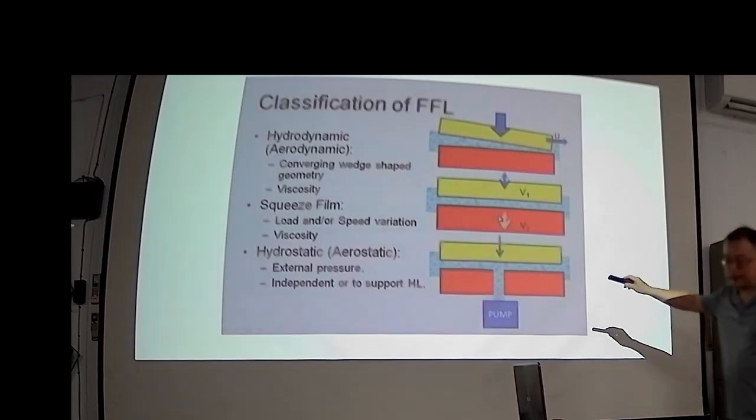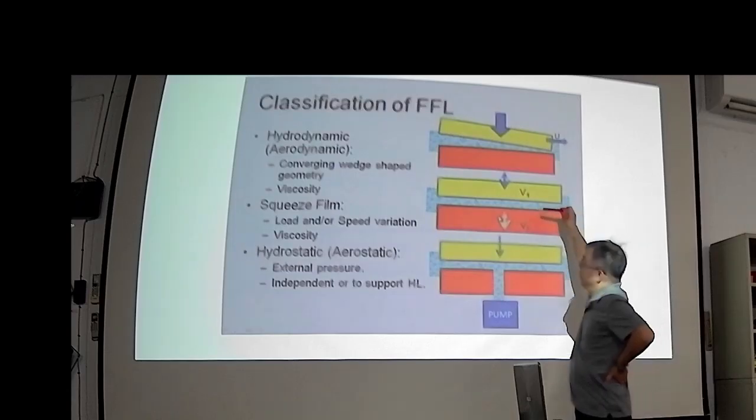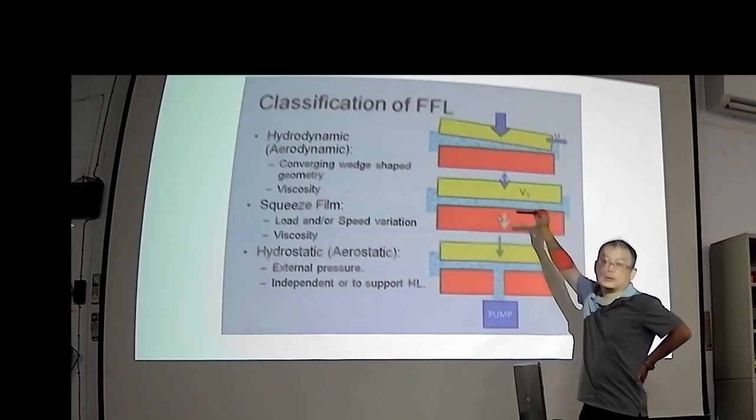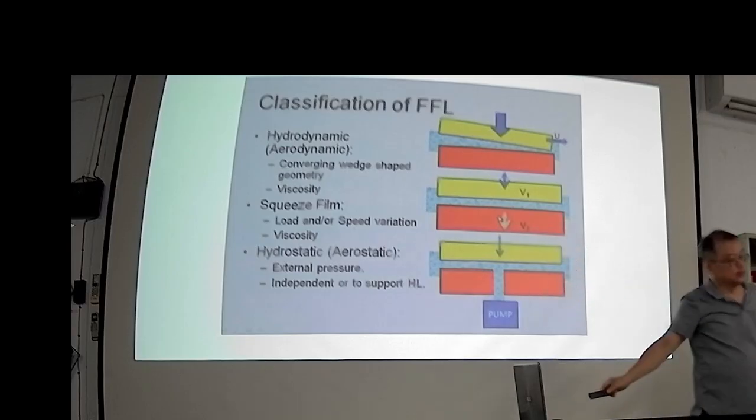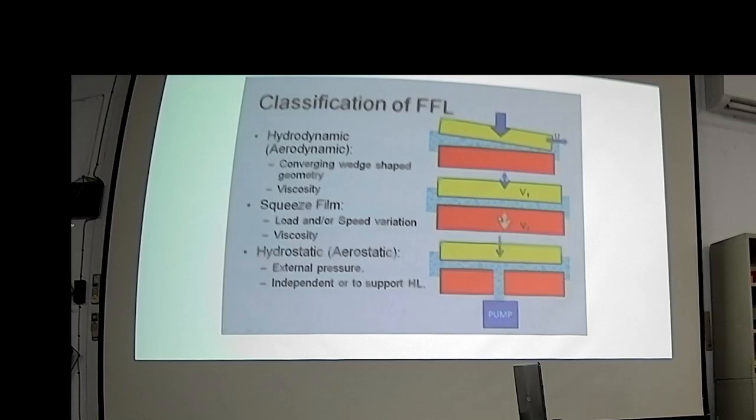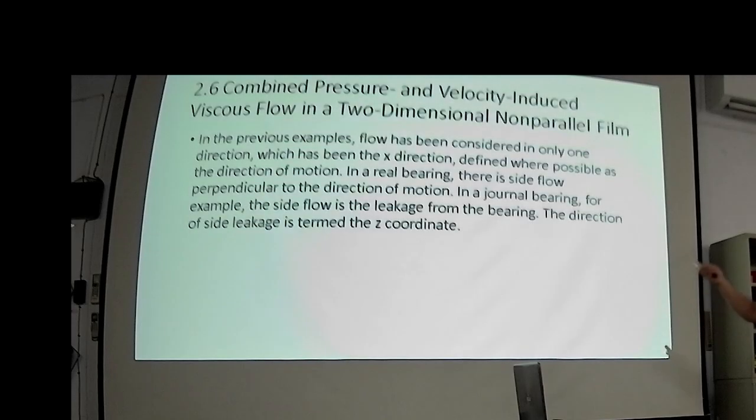So this is the case when we are in the hydrostatic slide table, where the table is moving with a constant speed. So this will also add some viscous flow and increase the volume flow rate for the bearing. So this is the general case. You need to consider the pressure-induced viscous flow and the velocity-induced viscous flow.